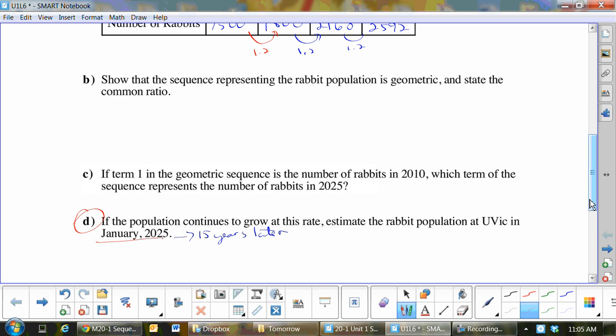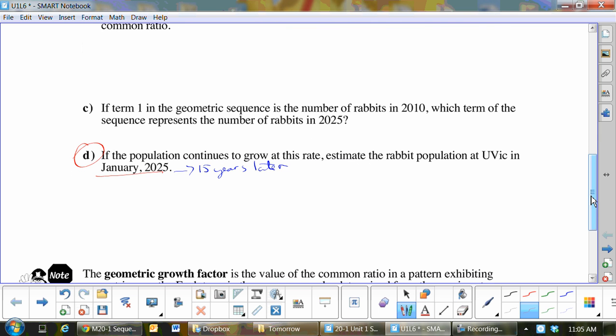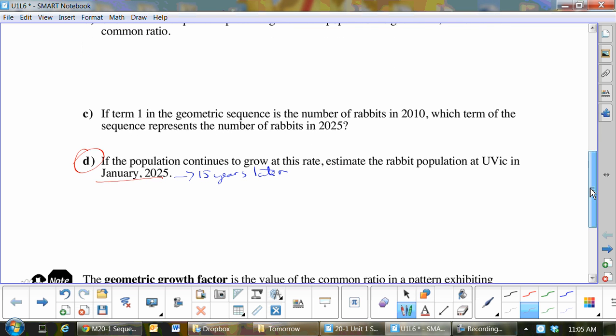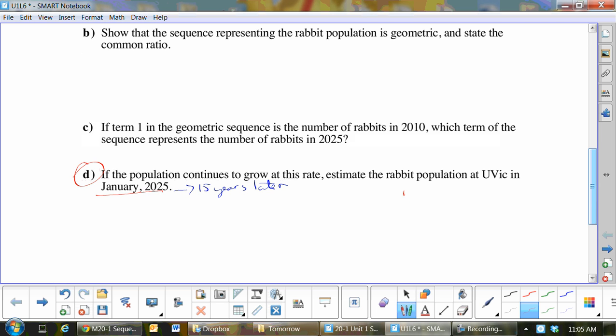Okay. So, this is how I get it straight in my head. What is T1? What year? 2010.